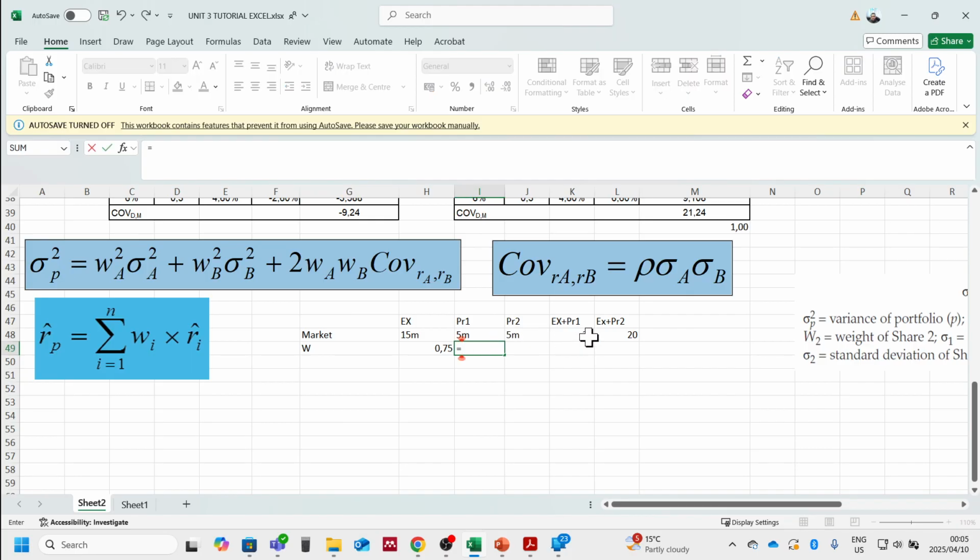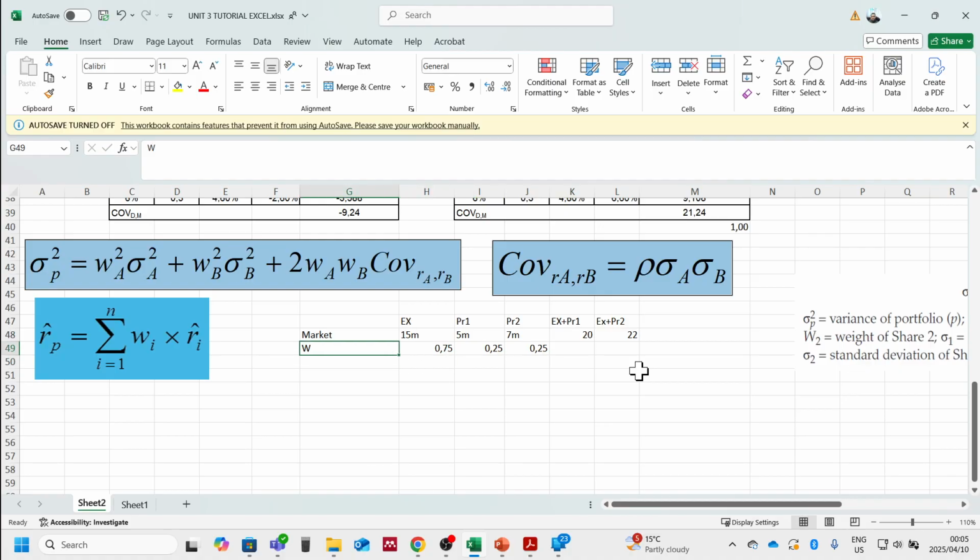And then for this one, it's going to be the 5 million divided by the market value of 20 million, therefore divide by 20, giving us 0.25, which is still gonna be the same for this one. However, I'm just going to make a difference, assuming that this was 7 million. If this was 7 million, this means that the market value of existing project plus project two was going to be 22 million. So this means that when you calculate the weight, we're going to have the weight for existing plus project one.